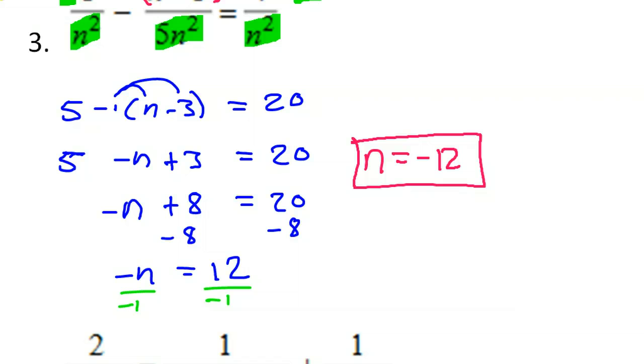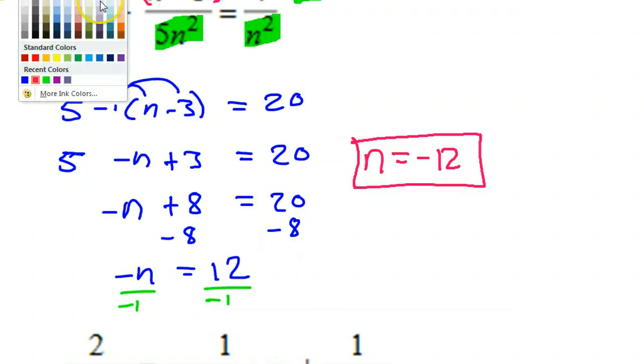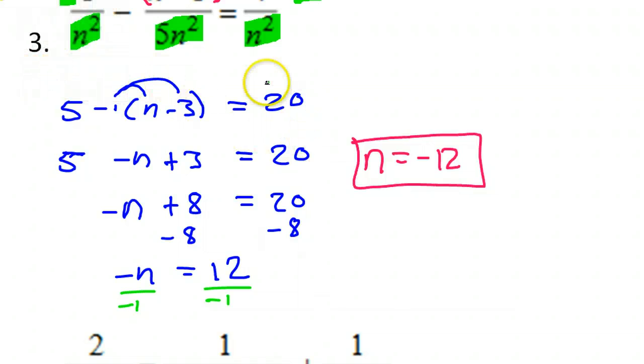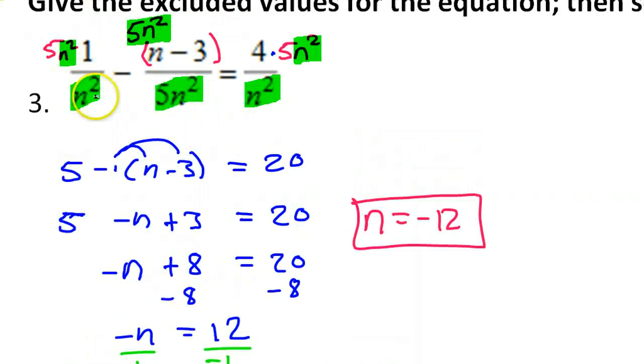So speaking of excluded values, let's look back and see what they were. Looking at these denominators, you know, the denominator can't be 0. So in this case, that just means that n cannot equal 0. Alright, so that's my excluded value. So that's the answer for number 3.